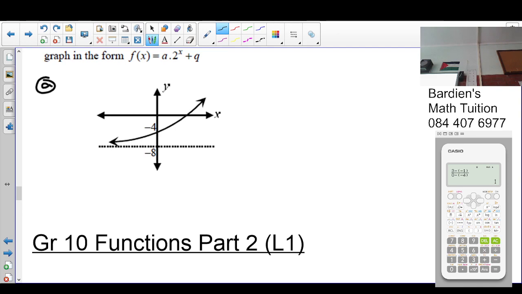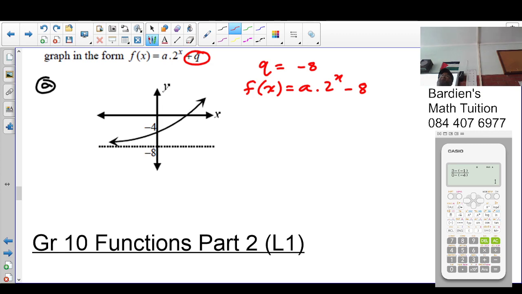The graph is given as f of x equal to a times 2 to the x plus q. What do we know from the beginning? We know the value of q. Why? That's your horizontal asymptote. So your q value is equal to -8, and my equation now reads f of x is equal to a times 2 to the x minus 8.